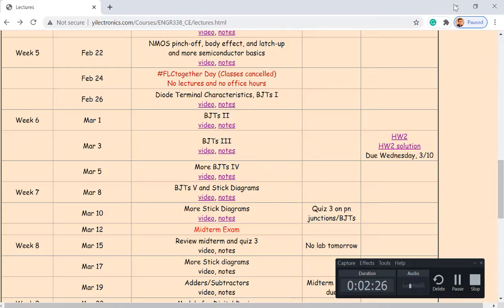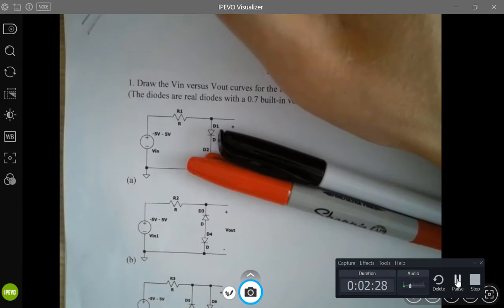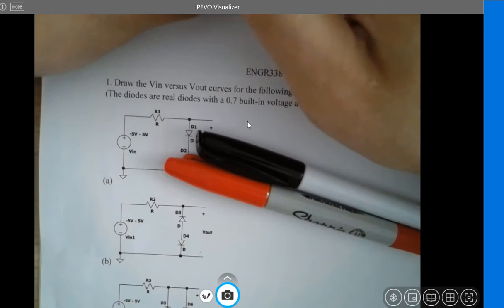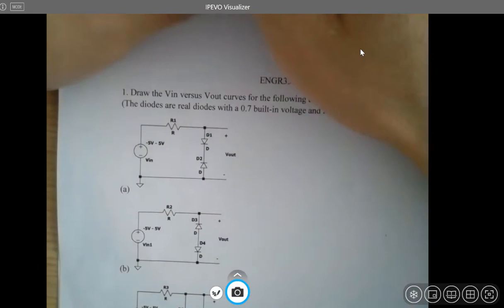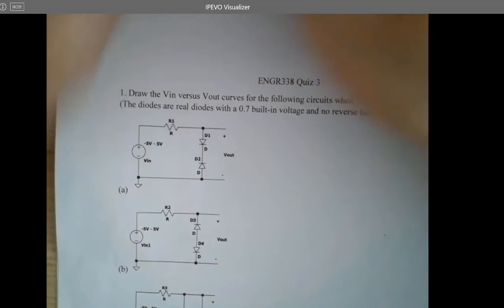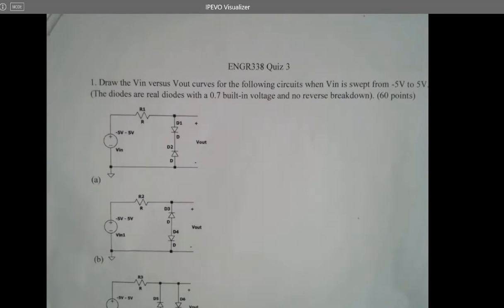Okay, so let me pause. Let's start with quiz 3 first. The first problem. I've seen a lot of issues on that.